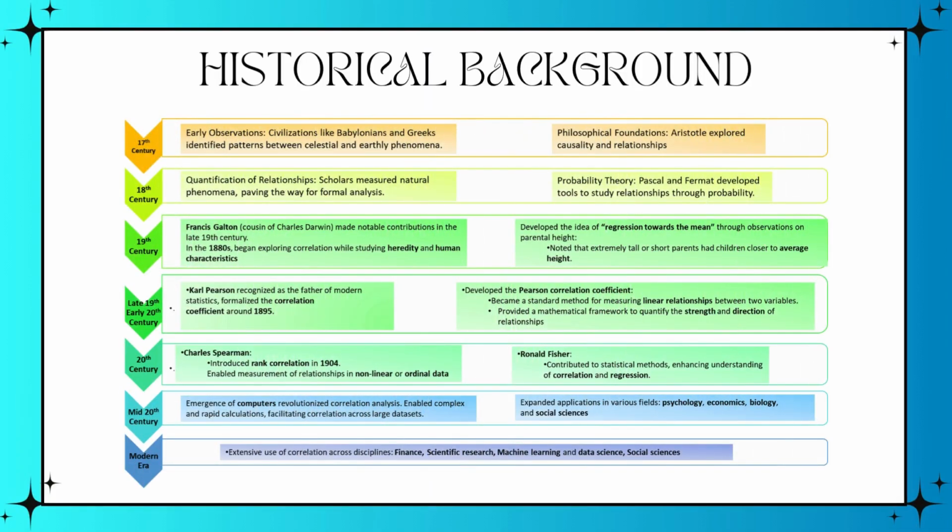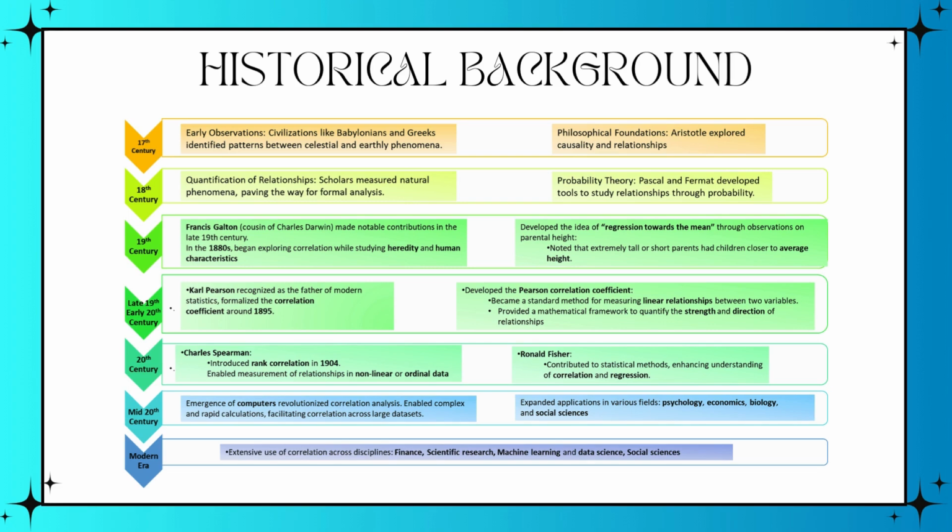Throughout history, the concept of correlation has evolved significantly. In ancient times, civilizations like the Babylonians and Greeks observed relationships between celestial and earthly phenomena. Philosophers such as Aristotle explored causality and relationships, laying early foundations for understanding connections. In the 18th century, scholars began quantifying natural phenomena, which led to formal studies of correlation.